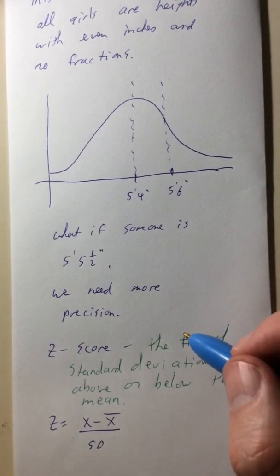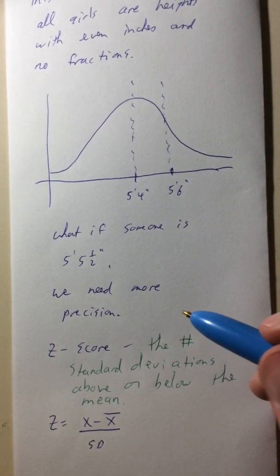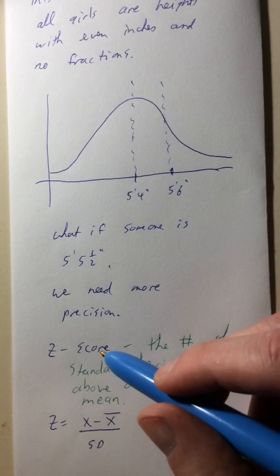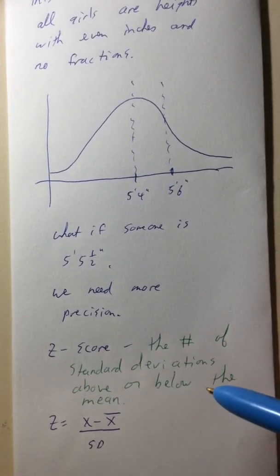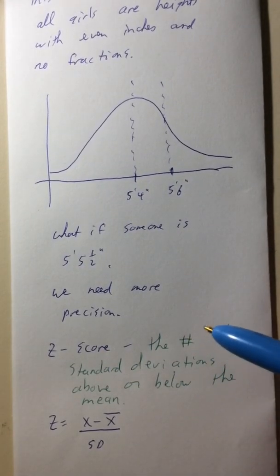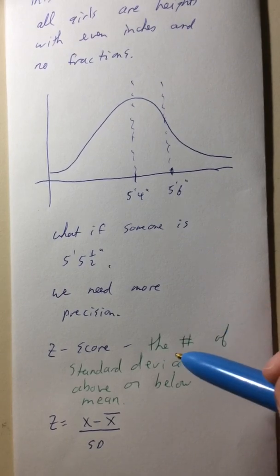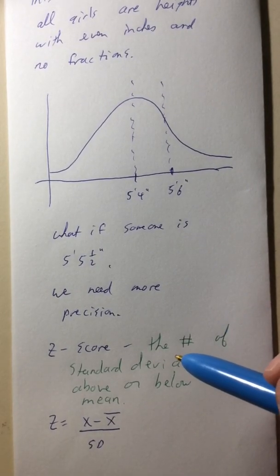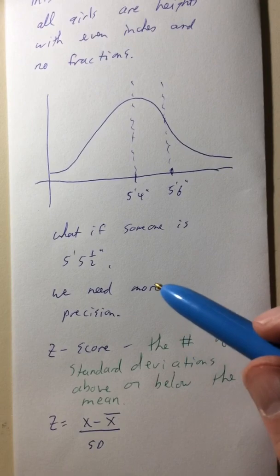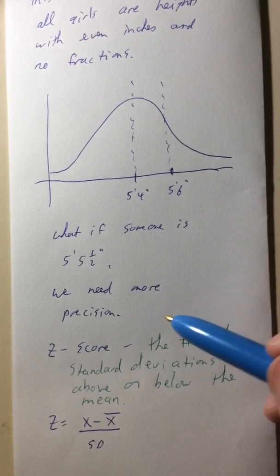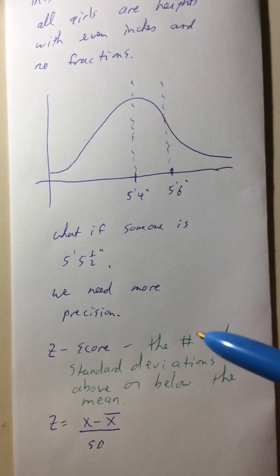Obviously, a positive standard deviation is going to be above the mean. A negative standard deviation is going to be below the mean. So the z-score just tells us how many standard deviations. So it may not be just a whole number like 1 or 2 or 3. It could be maybe you're 1.5 standard deviations above the mean, or maybe you're negative 1.3 standard deviations below the mean.